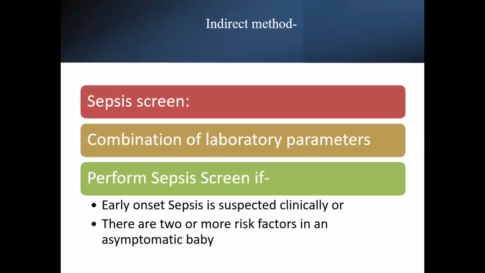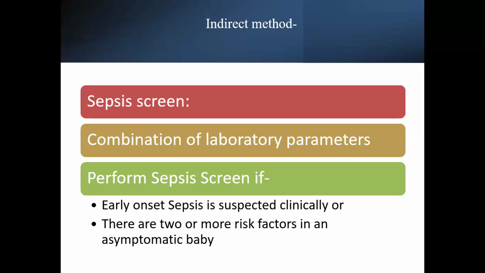Then indirect methods. So we all are very fond of sepsis screen. So sepsis screen contains 5 main parameters: leukopenia, neutropenia, immature to total neutrophil ratio, micro ESR, CRP. So these are the 5 parameters which are commonly used. So TLC is usually low in neonatal sepsis.